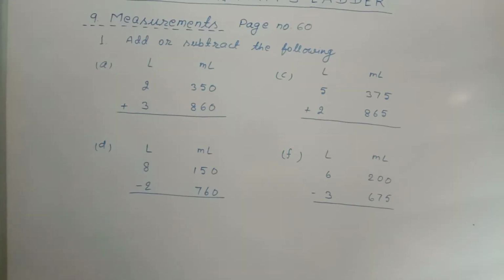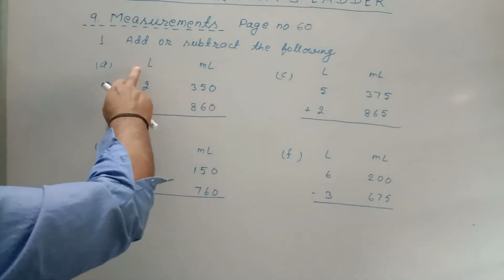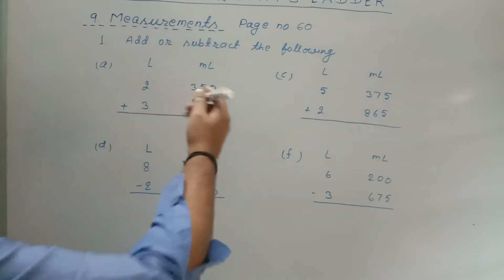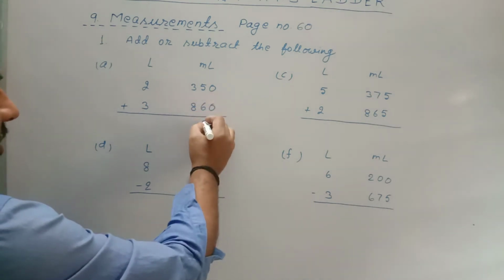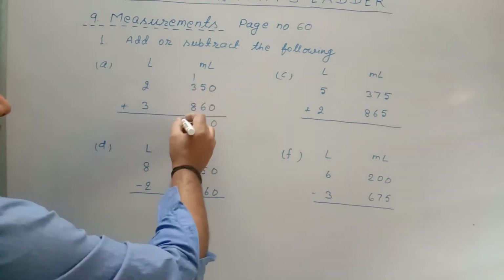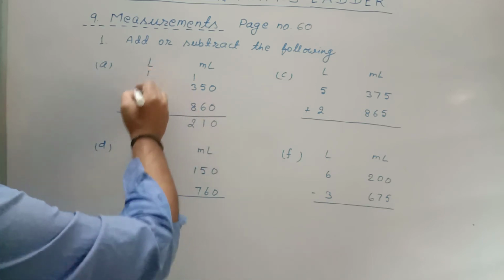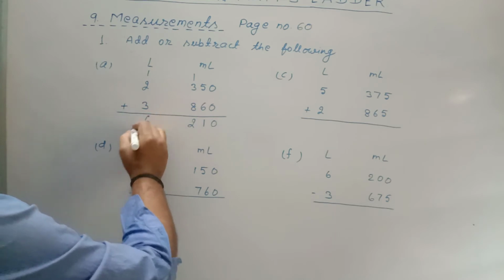In page number 60, question number 1, add or subtract the following. Question number 1a, these two columns are given, liter and milliliter. In liter there is 2 liter and in milliliter there is 350 milliliter. And again in liter there is 3 liter and in milliliter there is 860 milliliter. So we are asked to add these two columns. 0 plus 0, 0, 5 plus 6, 11, carry 1, that one will come here. 1 plus 3, 4, 4 plus 8, 12, carry 1, that one will come here. 1 plus 2, 3, 3 plus 3, 6.